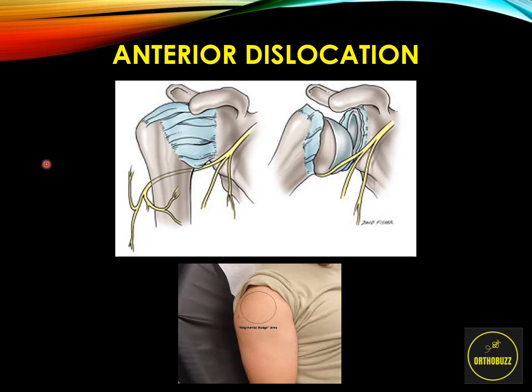Now, it's difficult to test motor function in a patient with a shoulder dislocation, as it will be painful, and therefore what we have to test is the regimental badge area for sensation, and it's critical to do this. In addition to doing that, however, we're also going to be doing a full upper limb neurovascular assessment, and for this in more detail, please have a look at my upper limb neurovascular assessment video.